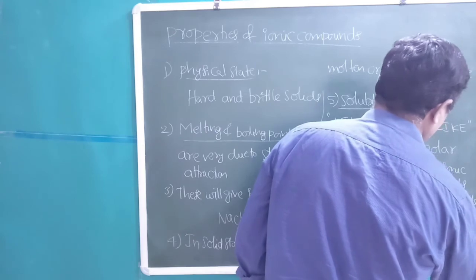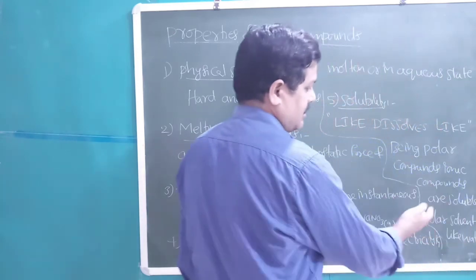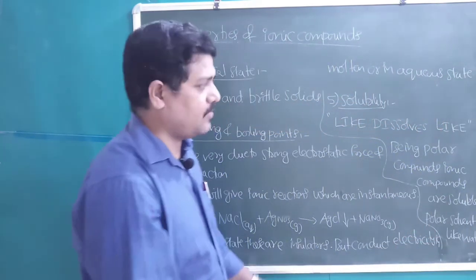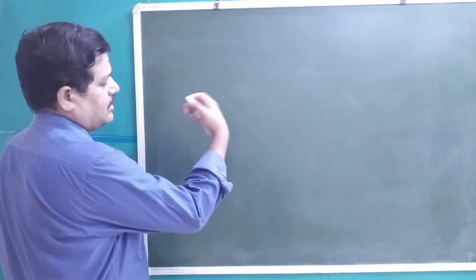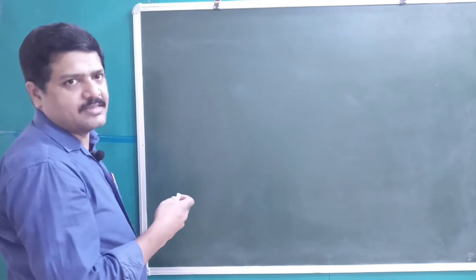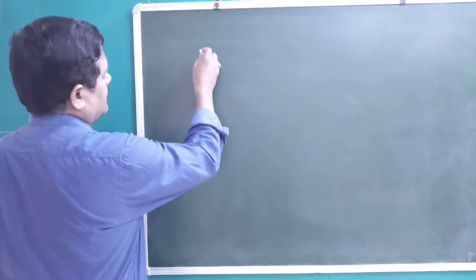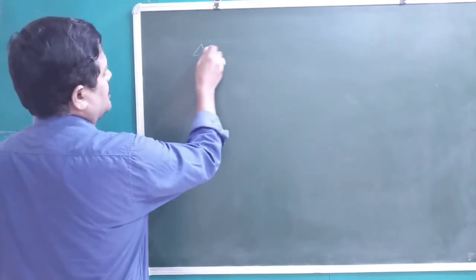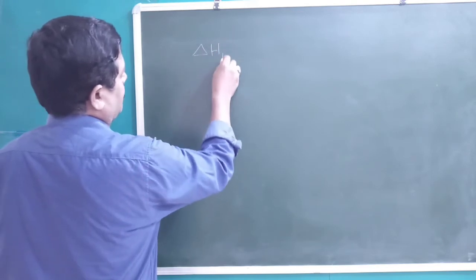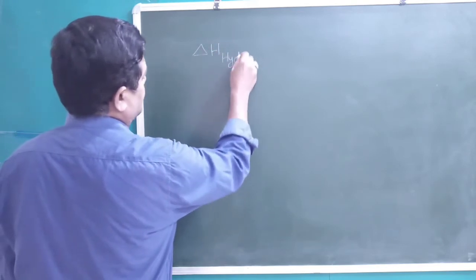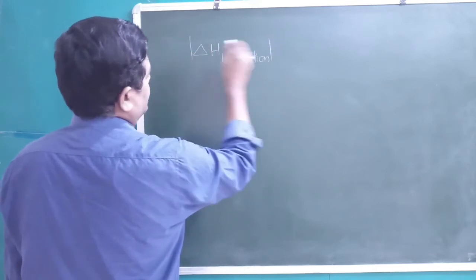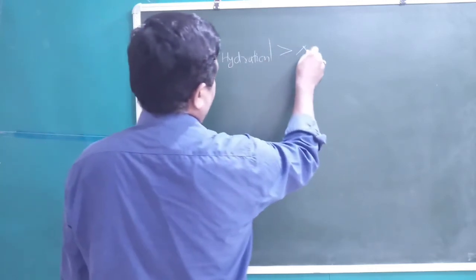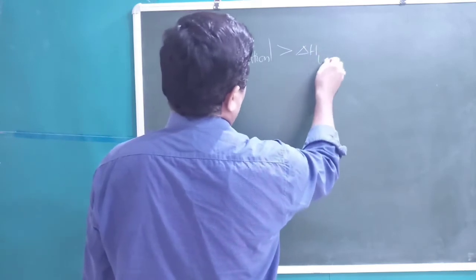Let us discuss something detailed about the solubility of ionic compounds in water. Dear students, a particular compound is soluble in water when the magnitude of hydration enthalpy is greater than lattice enthalpy, delta H lattice.